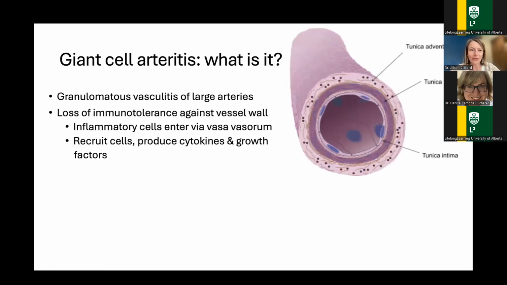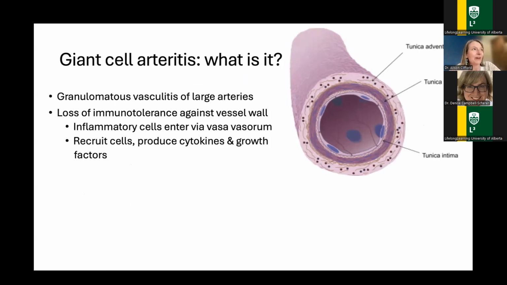So starting with part one. GCA, so what is it? There are very few slides. I think this may be the only one on pathophysiology. At its heart, GCA is a granulomatous vasculitis of the large arteries.